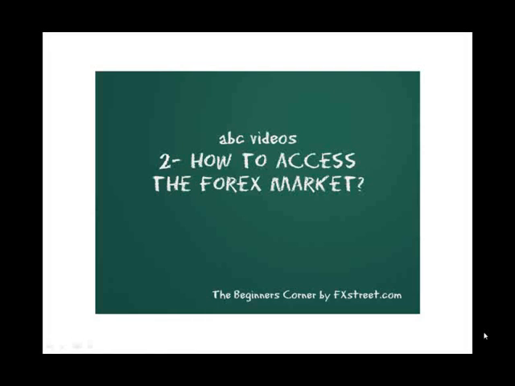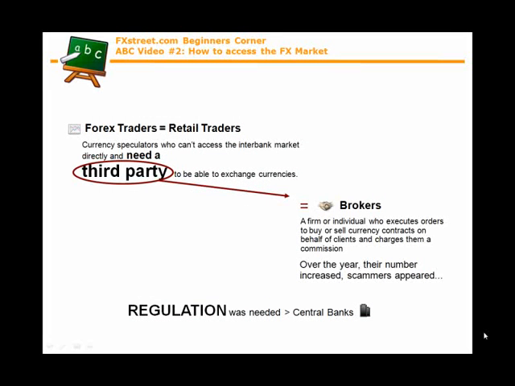We are going to talk a bit about how to access the Forex market, okay? Individual traders are known as retail traders or retail customers. These individual currency speculators that trade for their own account can't access the interbank market directly, and they need a third party to be able to exchange the currency. This third party is a broker.